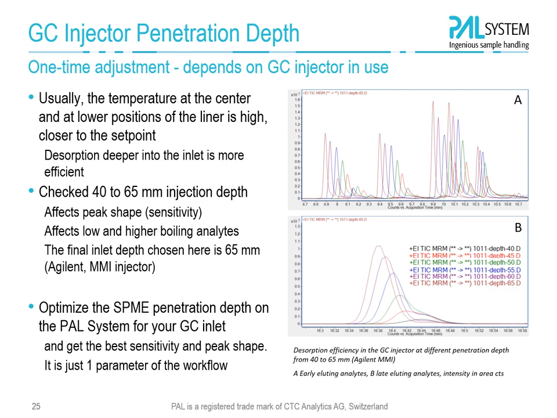So in conclusion, the SPME penetration depth needs to be optimized on the PAL system for your GC inlet to get the best sensitivity and peak shape. This is easy. It is just one parameter in the whole workflow.